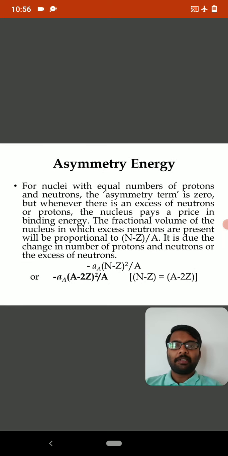Then the fourth one is the asymmetry energy term. Consider any nuclei having equal number of protons and equal number of neutrons. For example, if we consider oxygen 16, it is having 8 protons and 8 neutrons. For such nuclei, this asymmetry energy term is 0. This asymmetry energy term arises only because of excess number of protons or neutrons. In most of the nuclei, that is heavy nuclei, there will be excess of neutrons. So this asymmetry energy is mainly due to excess number of neutrons.